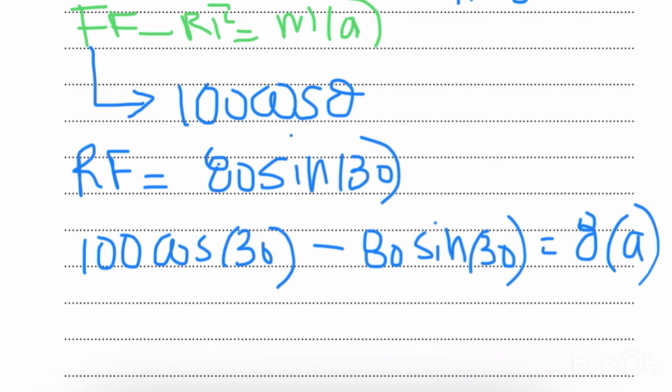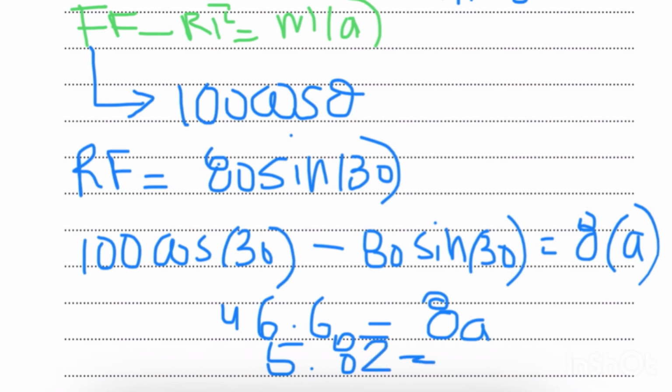So let's first solve the left-hand part and simplify this. 100 cos 30 minus 80 sine 30 is 46.6. Divide by 8 on both sides, we get 5.82, which becomes the acceleration of P. So with that, we're done with question number 3.